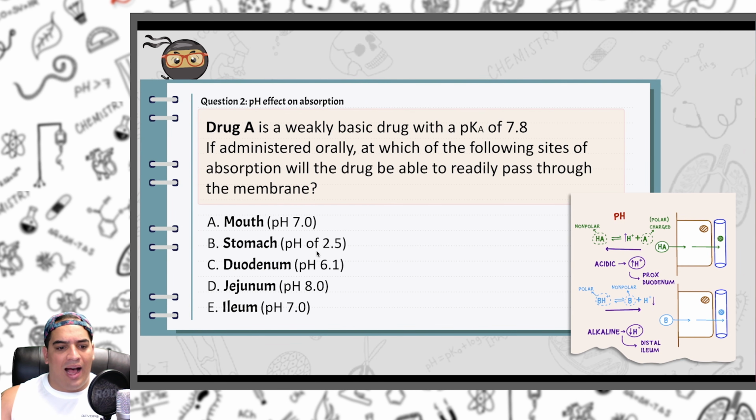So which one out of all of these is going to be more basic and closest to the pKa of this weak base? We would say definitely right here, the jejunum. It's definitely going to be the most basic solution, best for the weak base, and it's only about 0.2 away from this pKa. So we want the pH to be very close or almost equal to the pKa to allow for the best absorption of that drug.